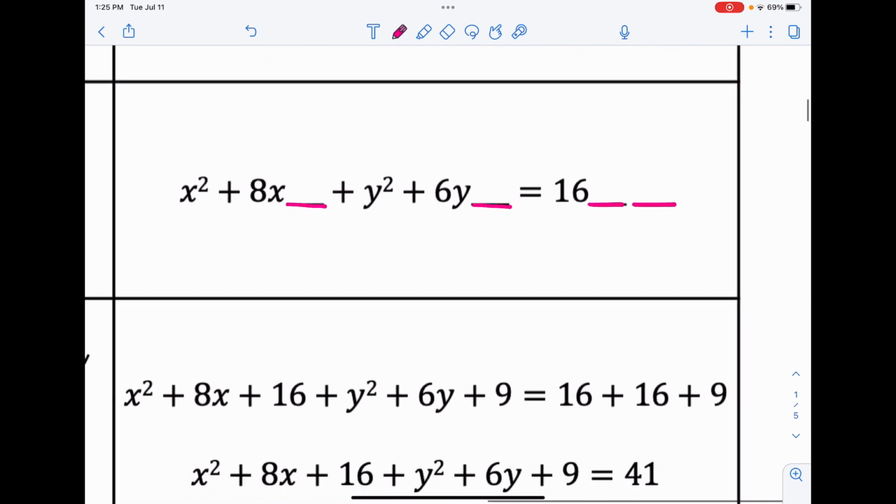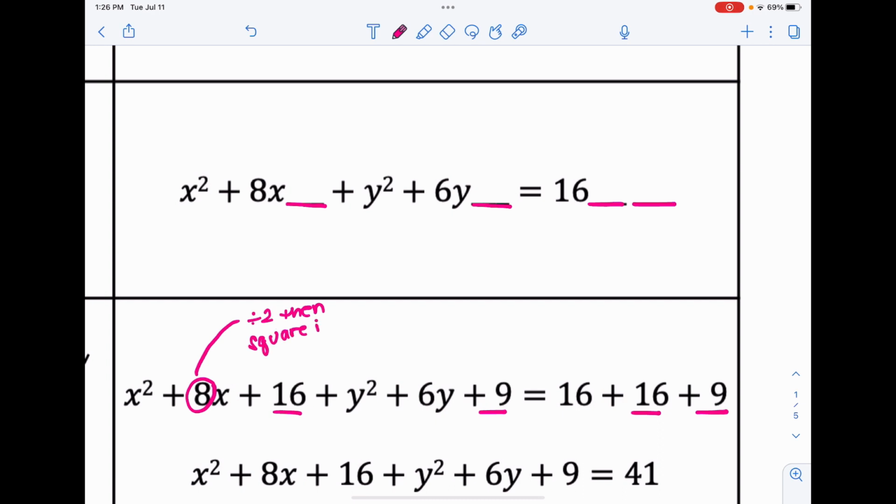So here's what that looks like. If you notice in my next line, I'll underline here so you can compare, those blank spaces have been replaced with 16s or 9s, depending where we're looking. So here's how we figure out what number goes there. Let's look at the x's first. We're going to take the number in front of the x term, the coefficient of the x term, divide it by 2 and then square it, multiply it by itself. So if I take 8, divide it by 2, I get 4. And if I square 4, I get 16. And that's what we fill the blank space in with.